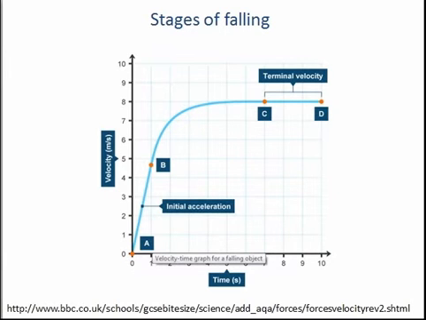I've now got a velocity over time graph which shows the different stages of falling. So you can see as an object initially falls, its velocity is very high, and this velocity slowly decreases until it reaches something called terminal velocity, which is the maximum speed at which an object can travel. And I'm going to use a different example to explain this graph.